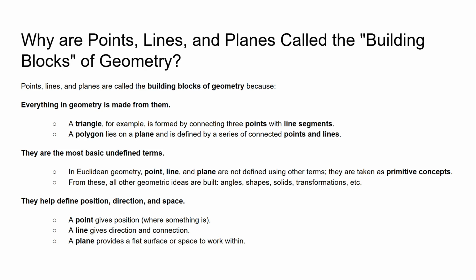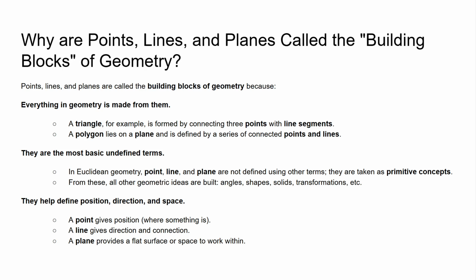They are the most basic undefined terms. In Euclidean geometry, point, line, and plane are not defined using other terms. They are taken as primitive concepts. From these, all other geometric ideas are built: angles, shapes, solids, transformations, etc.